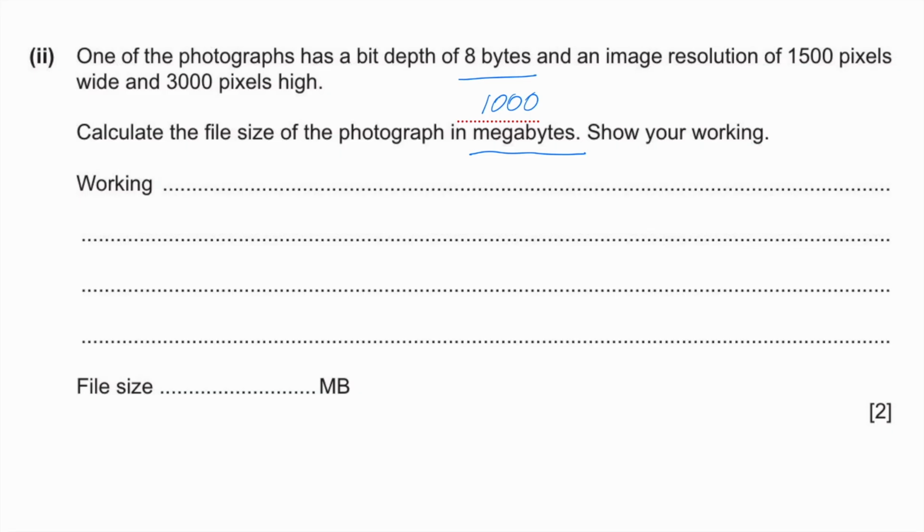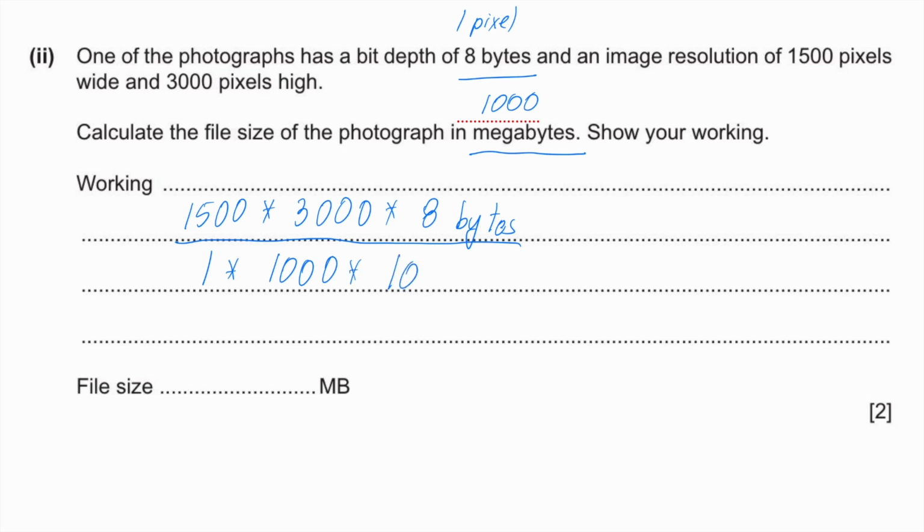So first off, it has a bit depth of 8 bytes, which means 1 pixel is represented by 8 bytes, which is actually pretty good. That's going to be like 64 bits. So we're going to do 1500 times 3000 for the number of pixels, and we're going to multiply that by 8 bytes. And then to get the number of megabytes, we're going to divide this by the number of bytes in 1 megabyte. So we have 1 byte times 1000 for a kilobyte times 1000 for a megabyte. And that should give us about 36 megabytes.